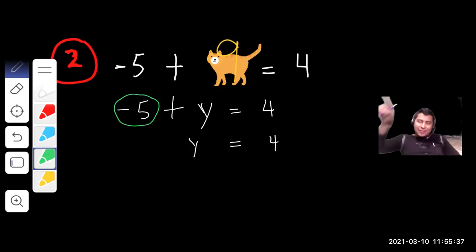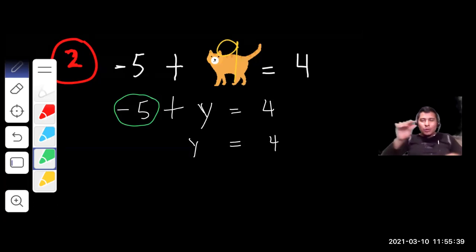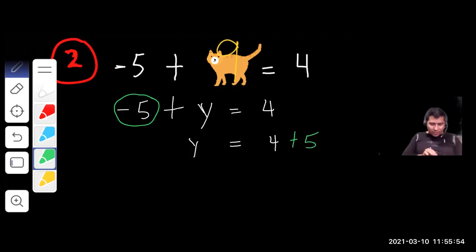If I have to move it, I need to pass it to the other side because variables go on one side, numbers on the other side. I need to pass this number to the other side using the opposite operation. Negative 5 on the other side is going to be positive 5. Okay, let's try to solve it.